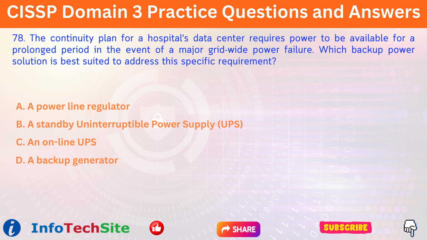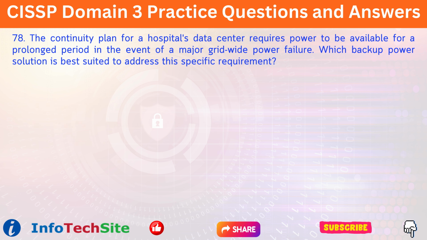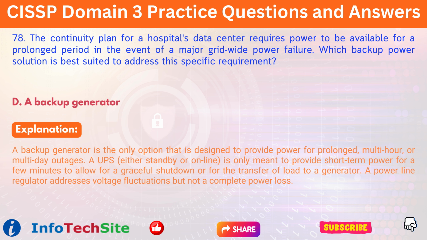78. The continuity plan for a hospital's data center requires power to be available for a prolonged period in the event of a major grid-wide power failure. Which backup power solution is best suited to address this specific requirement? A. A power line regulator. B. A standby uninterruptible power supply, UPS. C. An online UPS. D. A backup generator. The correct answer is D.